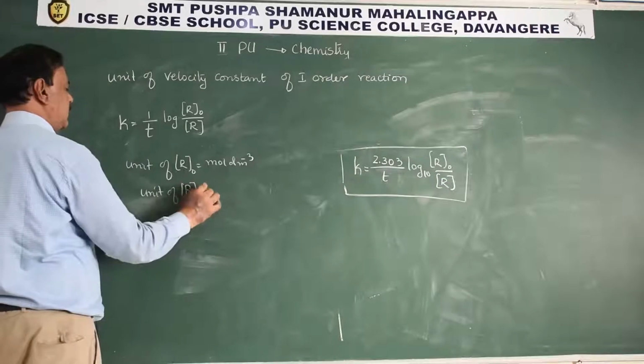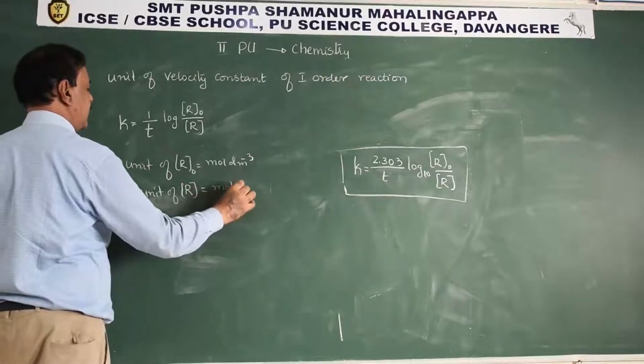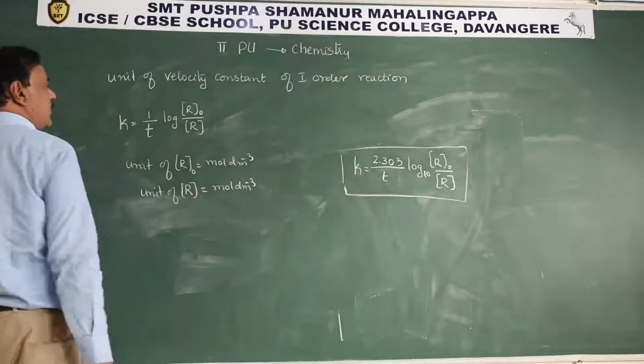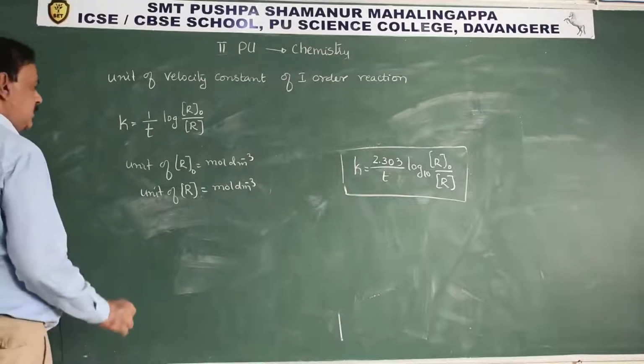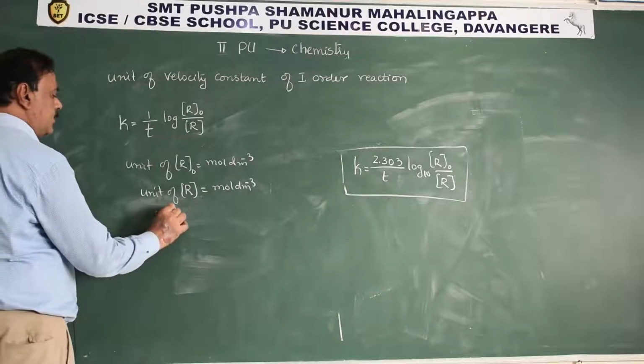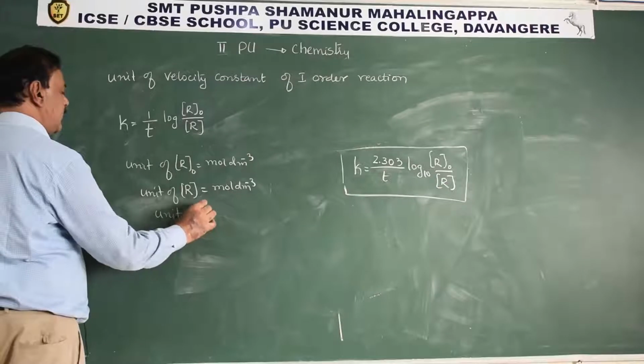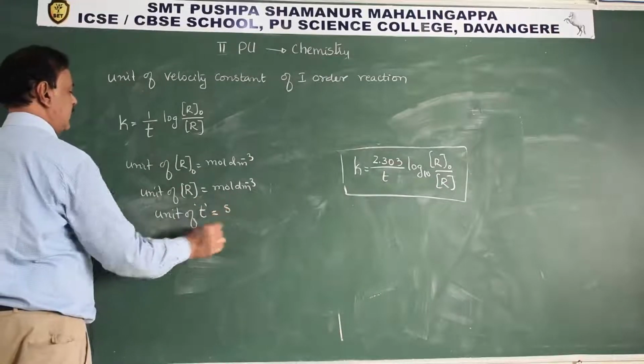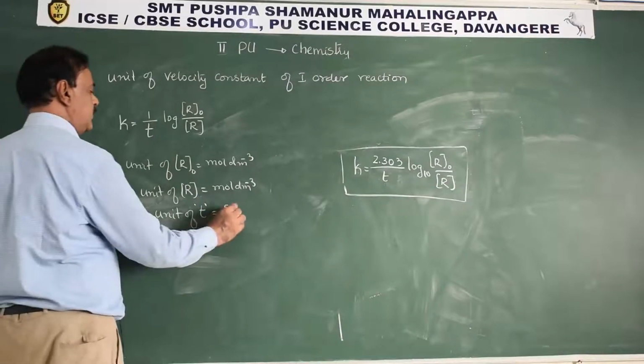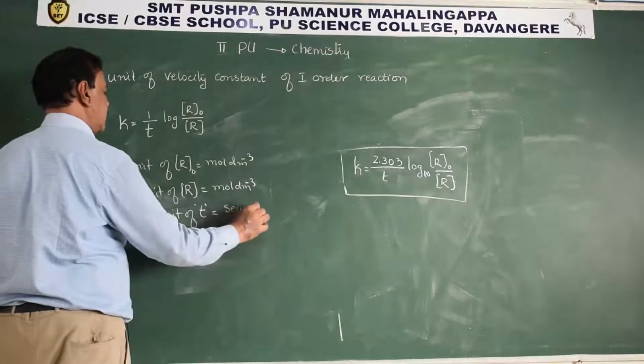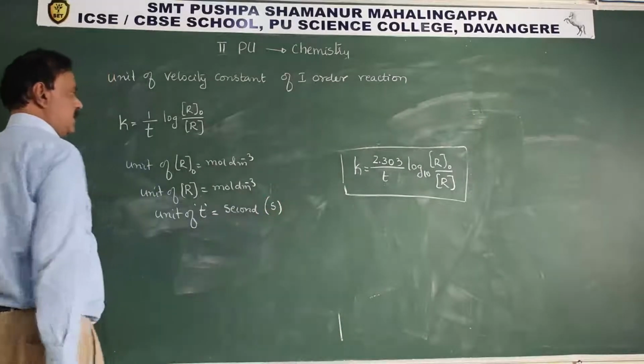Unit of R is equal to moles per cubic decimeter. Unit of time is in terms of second, that is small letter s.